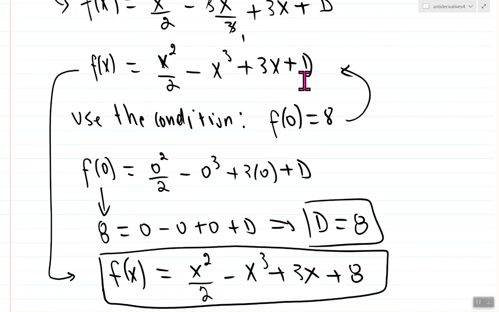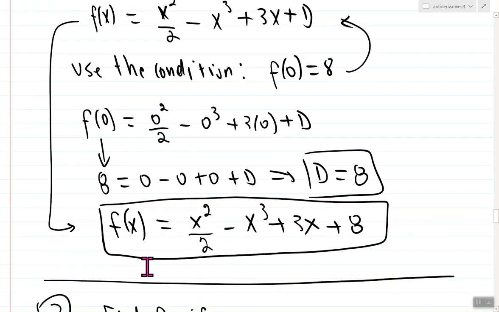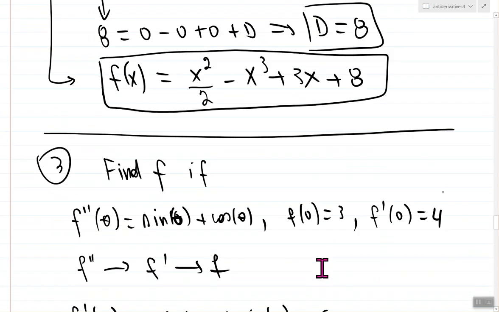And then you go back to this function, you replace d by 8, and you get the function that you're looking for. So the function that we're looking for is f of x equals x squared over 2 minus x cubed plus 3x plus 8.